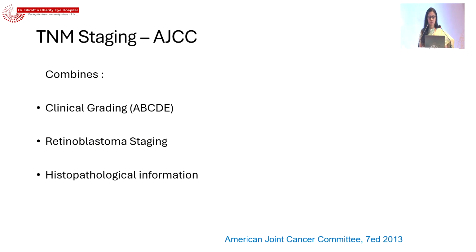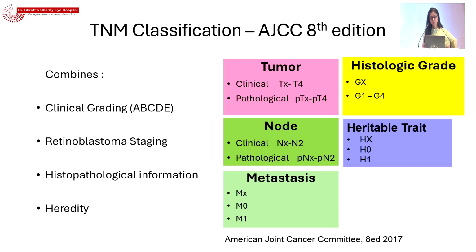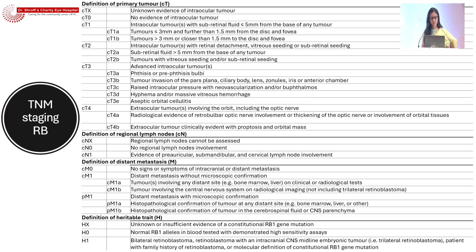Now, some of these drawbacks were taken into consideration in the AJCC staging system, the TNM staging system, which combines the clinical grading as well as the histopathological information, and the 8th edition also included the hereditary pattern. RB is possibly the first tumor where heredity has been included in the AJCC staging system, because that has a lot of prognostic information and has implications in the management of the patient. So again, the system runs from T, N, and M, and H also has been added based on the heritable trait, and this is the whole classification system.